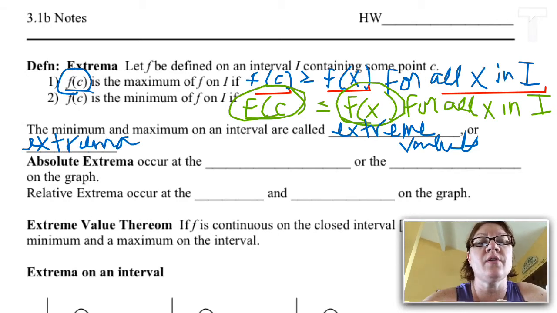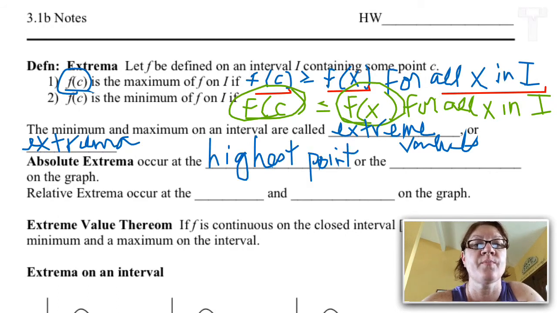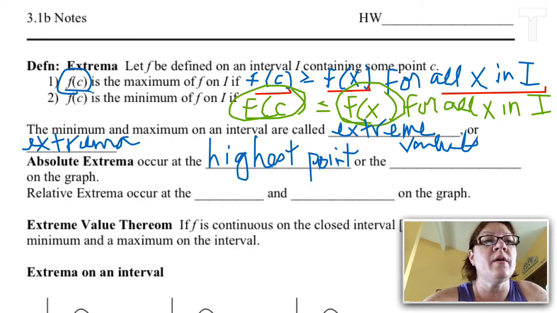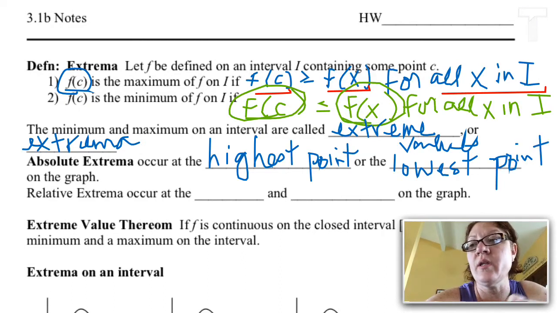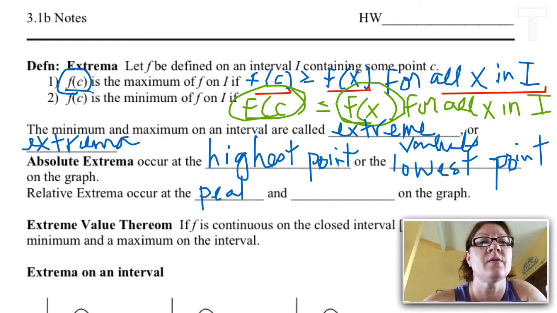And absolute extrema occur at the highest point, which again you already knew. Can't spell though. Or the lowest point. So those are the absolute ones. And that is a P and an O and an I. And then the relative extrema occur anywhere there's peaks and valleys. Wow, look at how sophisticated our vocab is in calculus.